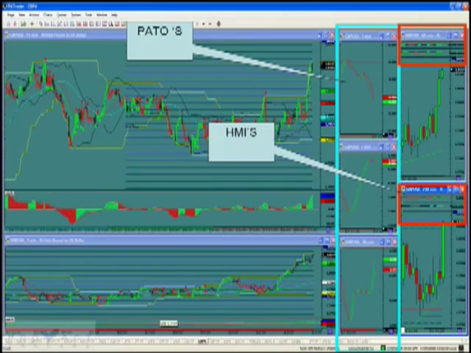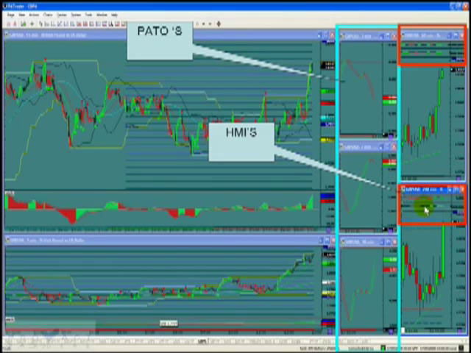You'll see these little red boxes here called HMIs. They stand for horizontal momentum indicators, and they tell us whether there's any gas in the tank. Are the big boys actually moving the market? So when the market is trending and moving pretty strongly up with lots of momentum, if you're going up, you'll have at least one green one. If you have two green ones, you have considerable momentum. Going down, as you see over here, it will be red, just the opposite.